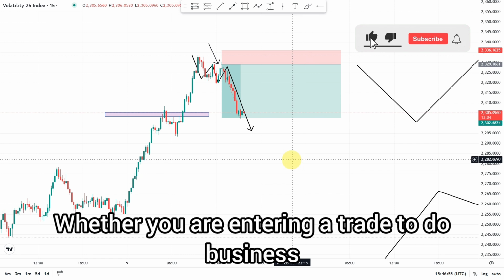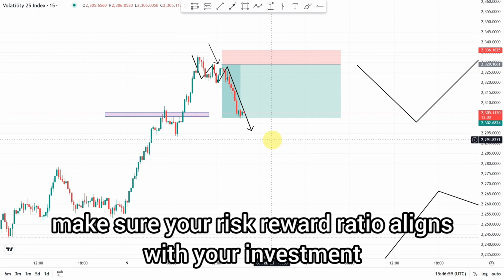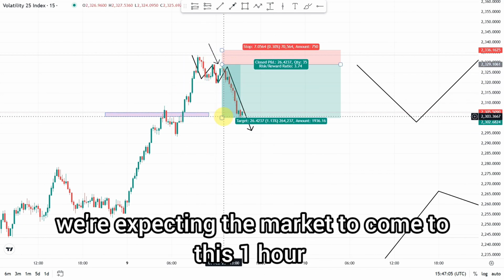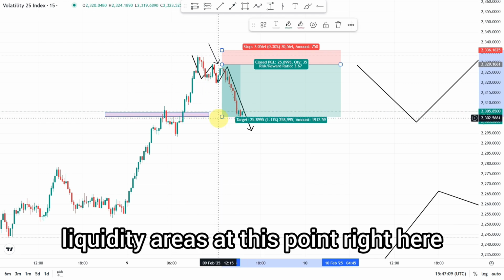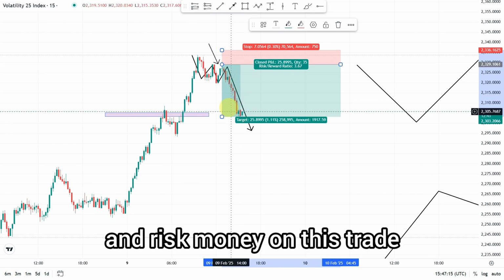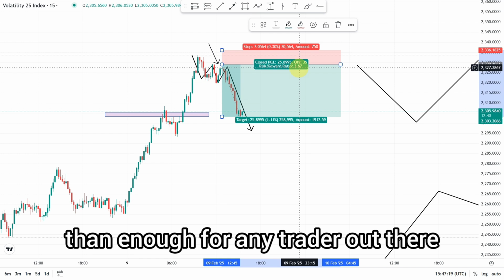Whenever you are entering a trade to do business, make sure your risk reward ratio aligns with the investment that you want to put on this particular trade. So we said, okay, we're expecting the market to come to this 1 hour liquidity area at this point right here. Let us see if our risk reward ratio can convince us to enter and risk money on this trade. We said, okay, a risk reward ratio of 1:3 is more than enough for any trader out there.